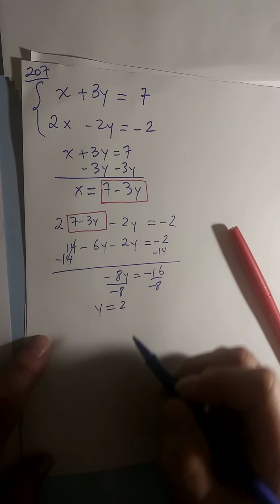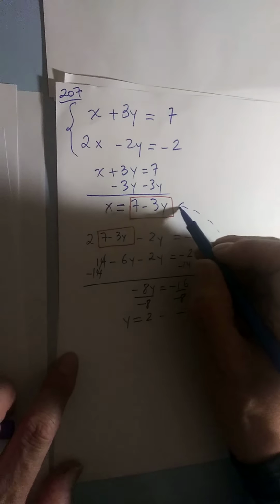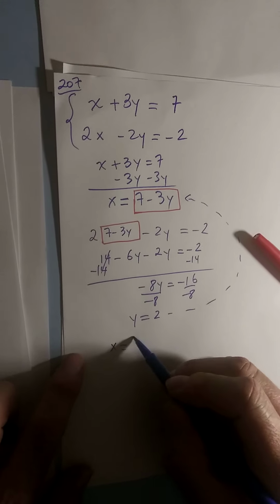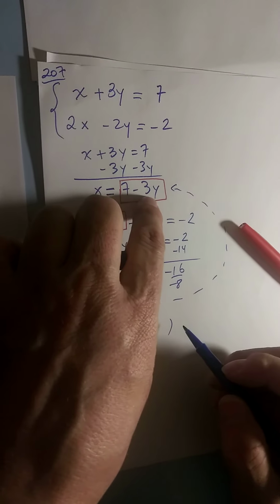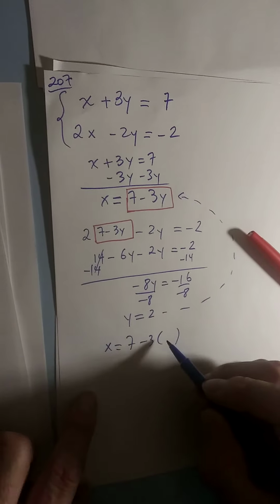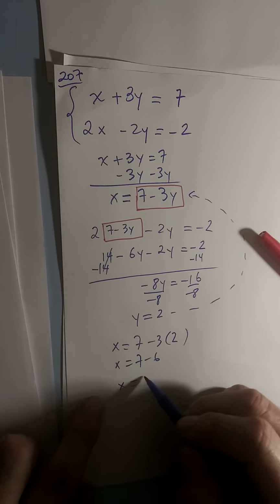So y equals 2. Once we find y, go back to the boxed equation, the x box, to find x. So x equals 7 minus 3 times y. But y is 2. So it'll be 7 minus 6. X equals 1.